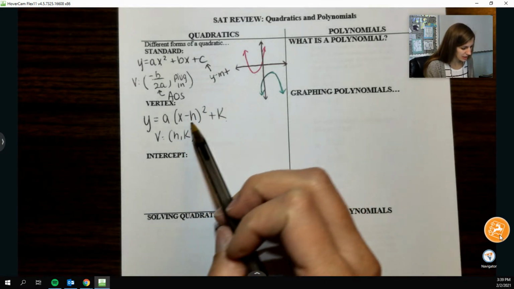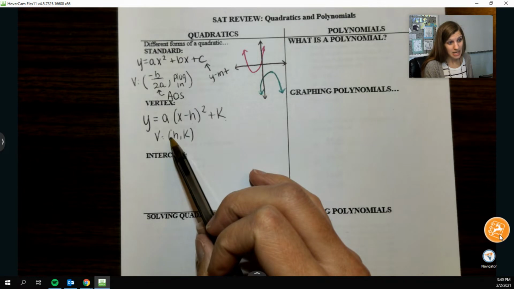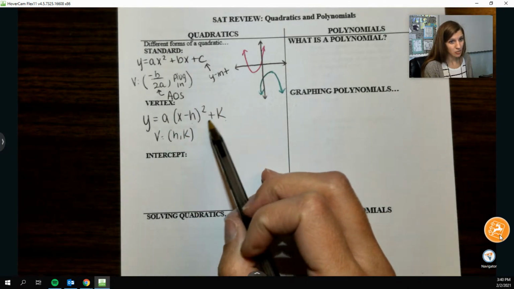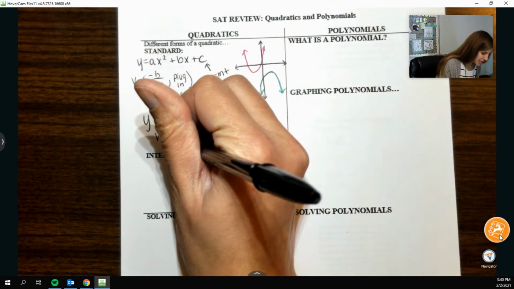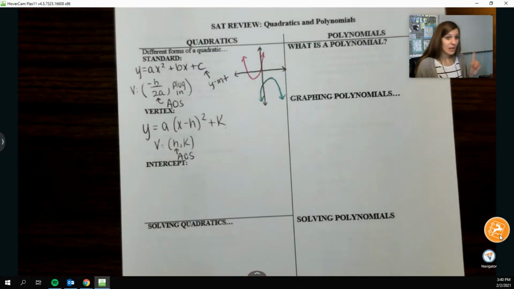So if you see something like this, parentheses squared, the number inside the parentheses but opposite is the x value of your vertex, and the number outside being added or subtracted is the y value of the vertex. Now, just like with the other one, the x value is your axis of symmetry.